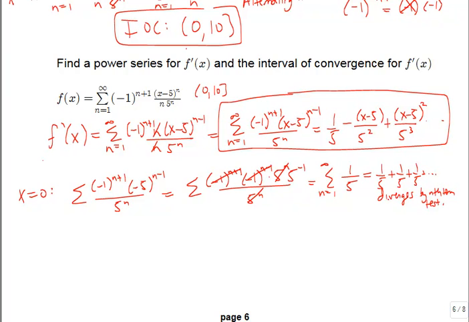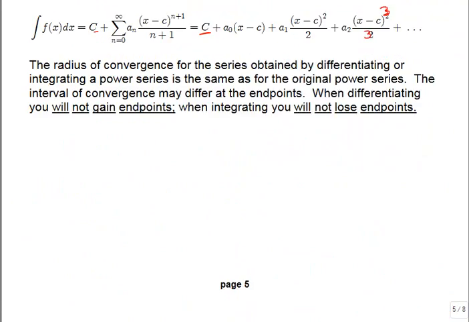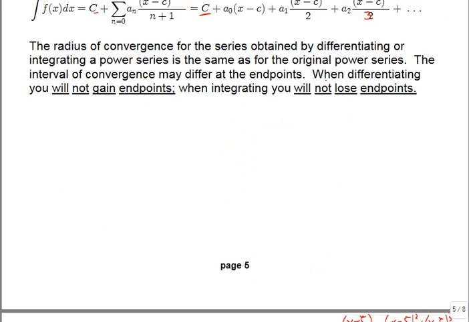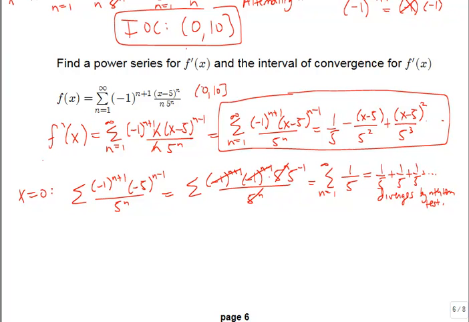Now what I just did here is actually extra work, because what we said earlier on the previous page is that when you differentiate, you will never gain endpoints. So I already knew that 0 didn't work for the original function, so there's no way it's going to work for the derivative as well. So you really didn't need to check 0, but I just wanted to show you that it doesn't work even if you did try it. So I'm not going to gain 0 when I take a derivative. I could potentially lose the 10. So we do need to check the 10.